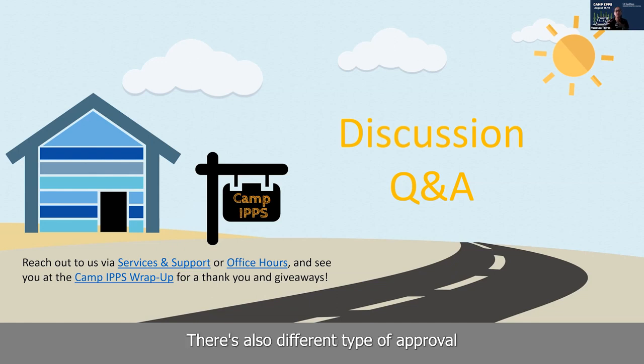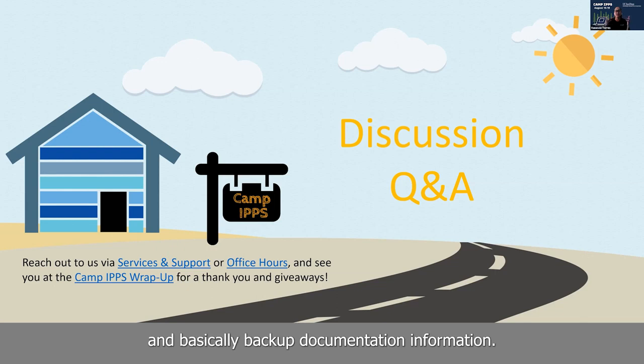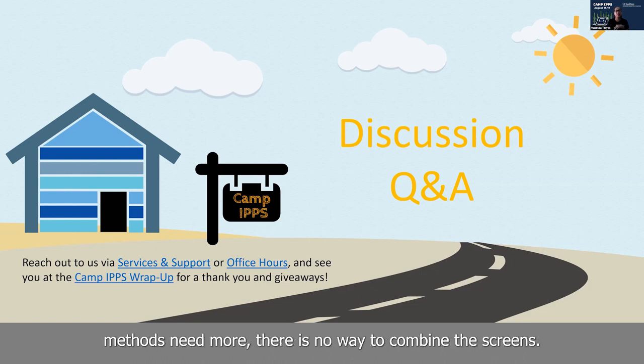There's also different types of approval flows that have to do with event expenses or, say, travel card expenses that are different. The procurement card needs the least amount of approvals and backup documentation. Other payment methods require the most when it comes to reconciling and providing that, and because other payment methods need more, there is no way to combine the screens.